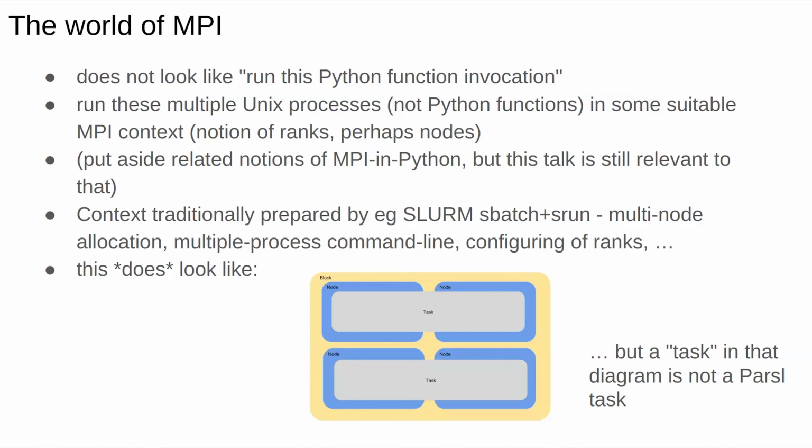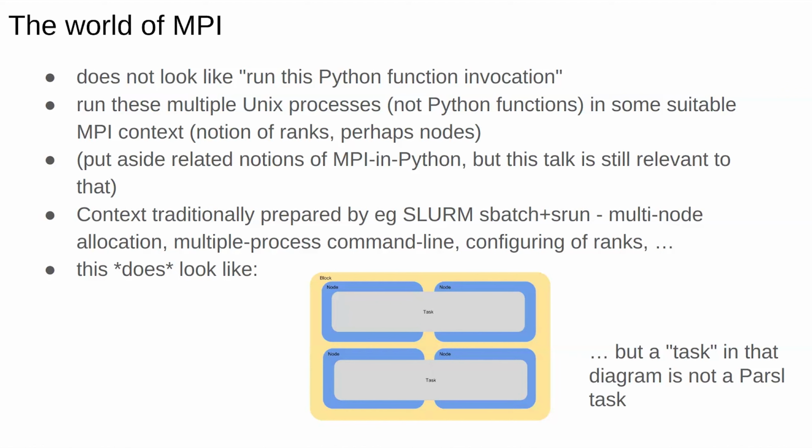Okay, and that context is traditionally prepared by, say you're using Slurm, you would use sbatch and srun together. That's going to prepare your context so that srun mostly magically runs the right number of processes, Unix processes, nothing to do with Python functions here, nothing to do with Python functions at all. It's just running a bunch of copies of a Unix process in a context where they can, when they do an MPI init, somehow connect to each other. And if you use that as what you mean by task, then that does look like this diagram, okay?